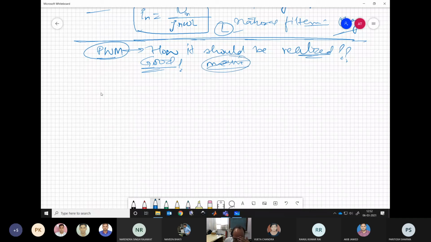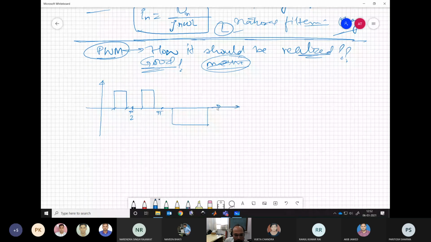Now let us say there is a waveform. For example, if I draw, having a pulse, then there is pi by 2, then having another pulse, and then this is the middle, and then having a continuous pulse for a long time, and then the cycle. So this is, let us say, the waveform we are generating in our system.